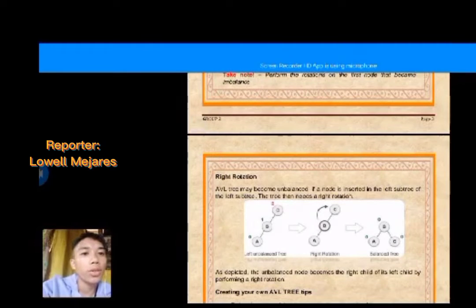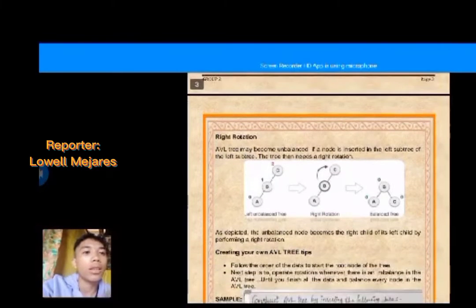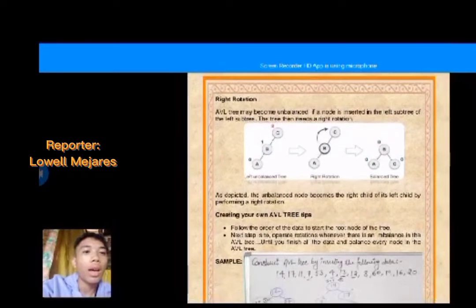Right rotation. An AVL tree may become unbalanced if a node is inserted in the left subtree of the left subtree. The tree needs a right rotation. As depicted, the unbalanced node becomes the right child of its left child by performing a right rotation.